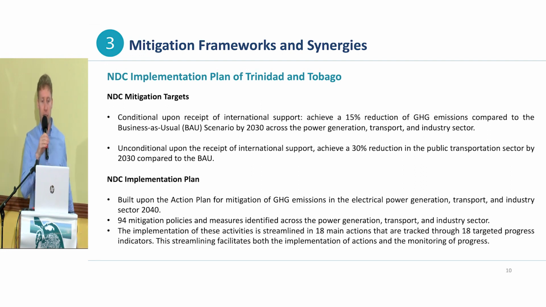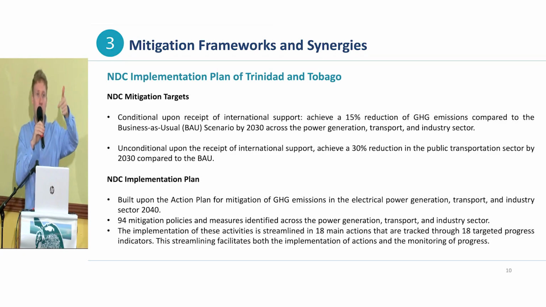Looking then at the NDC implementation plan, it reflects, of course, the three sectors that were identified as priority, and in total, 94 mitigation policies and measures are identified across these three sectors, right? What has happened under the CBIT project and over the past 2 years is that from this NDC implementation plan, in collaboration with all of the stakeholders and various workshops with the EMA and the Ministry of Planning and Development, we've come up with a shorter set of indicators, 18, that are able to track progress on these 94 measures. And by tracking progress, we're able to track progress on the NDC, right?